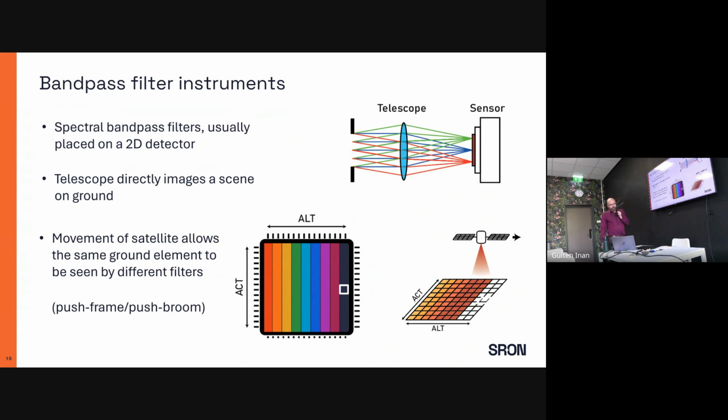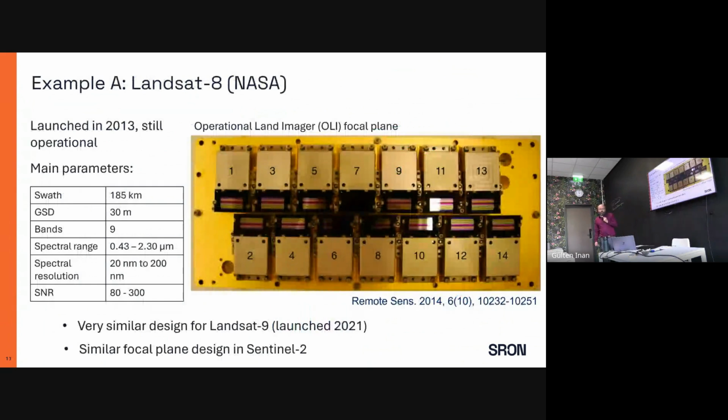All right, let's go into some examples of those instruments. So the first one is Landsat 8. Quite some of you might be using Landsat 8 or Landsat 9 data. I was quite impressed when I was looking up this image of how the focal plane looks. Very often when we think about building a satellite instrument, we start with some detector, that's what we can afford.